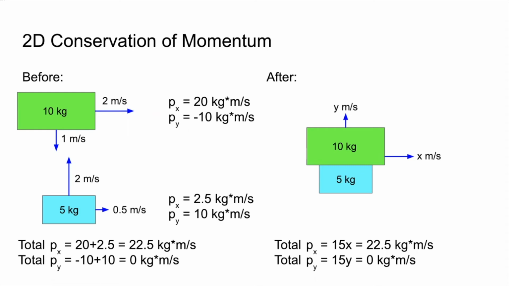So the total x momentum is 15 times x, which is 22.5. The total y momentum is 15 times y, which is 0. And you can solve to get that x is 1.5 and y is 0. So now you can just get rid of the y velocity vector.